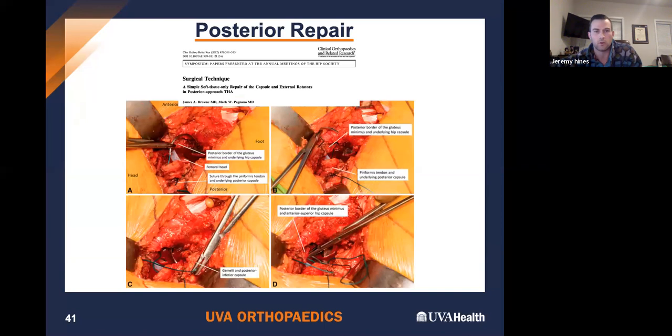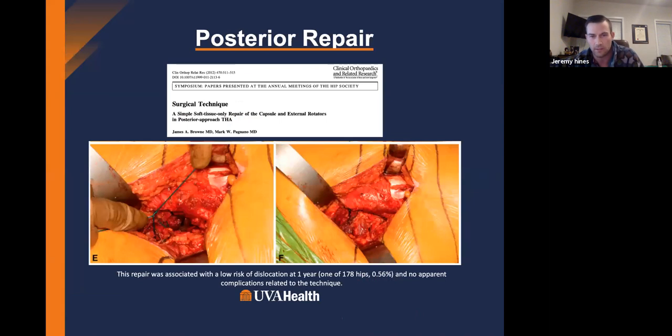There's another approach that Dr. Brown and one of my mentors, Dr. Pagnano, made and published, and this is a fairly easy approach, and it provides a nice sling of soft tissue that really cradles all that tissue in the back that was originally disrupted. And this is basically repairing it to the superior capsule. And I think that this one is very tight as well, especially when JB does it.